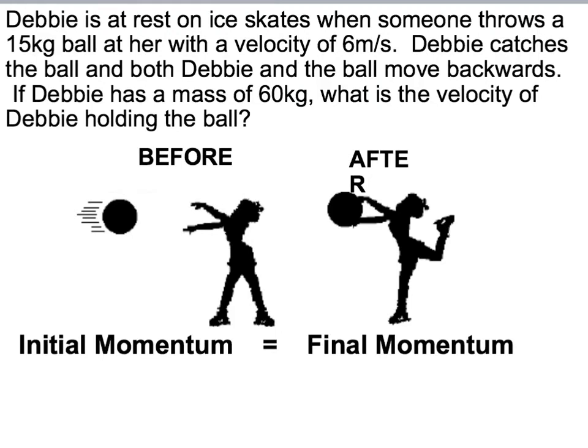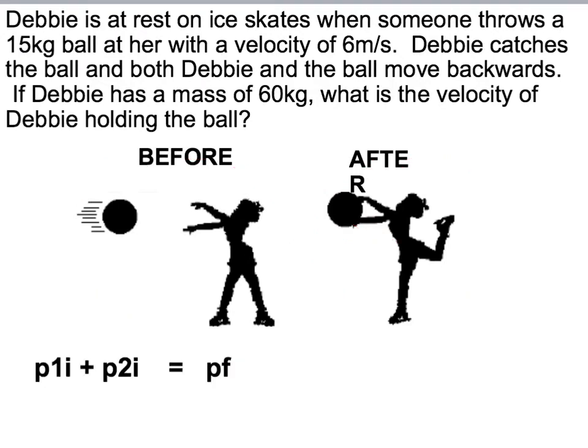It's still the same thing with the initial momentum of the system being equal to the final momentum of the system. But the fact that these two are stuck together lets us change our approach and use a different formula. Again, here's the initial momentum of object 1, the ball, and the initial momentum of object 2, Debbie. But what happens in the final momentum is, since they're stuck together, we treat them like one object. How does that change this formula? Let's look.